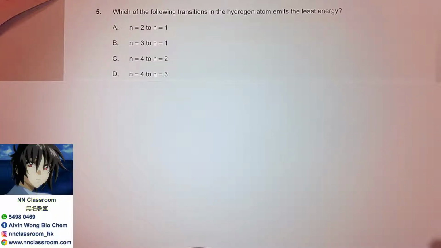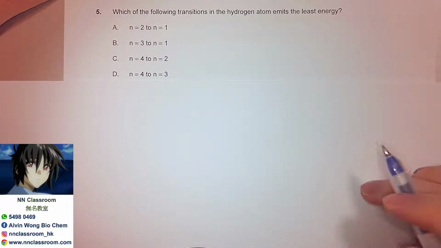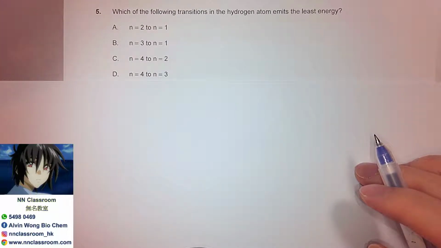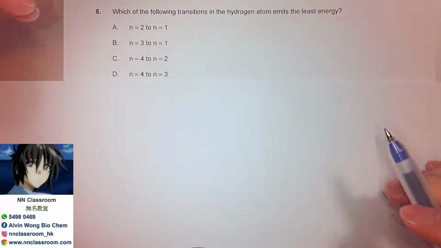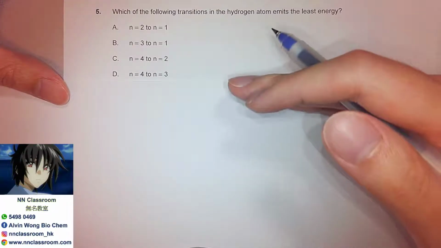Today, I'd like to share with you a past paper question from 2019 Time Zone 2 in May, question number 5, relating to the concepts from topic 2, atomic structure, especially about the energy level diagram in constructing all those principal quantum numbers and expressing the energy levels, right?